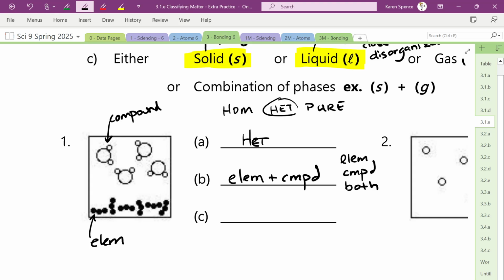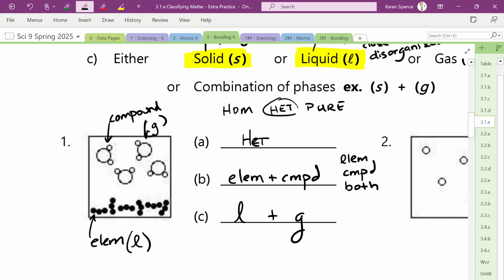The particles are close together. Are they really organized? No. So this would be a liquid because it all goes to the bottom of the container. So we have liquid. And what do you think about the other one? That's a gas because it fills its container. Gas.